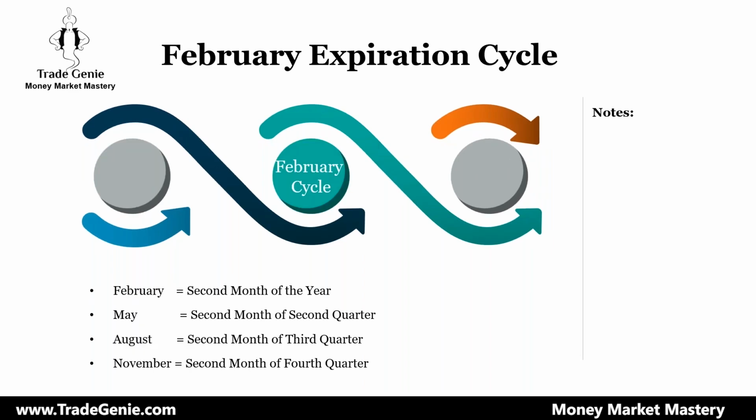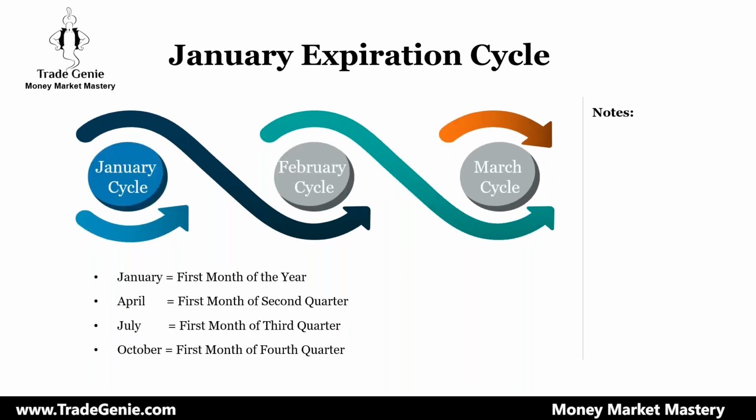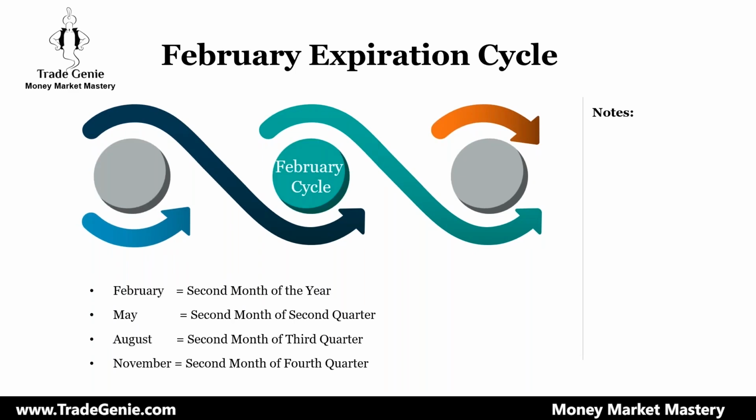So just like the January cycle, there is a February cycle. February is the second month of the year. So we assign the second month of each quarter to this cycle. The second month of the second quarter is May, the second month of the third quarter is August, and the second month of the fourth quarter is November. So these 4 months are automatically assigned when the time comes as 2 extra months, depending on where we are in the cycle.